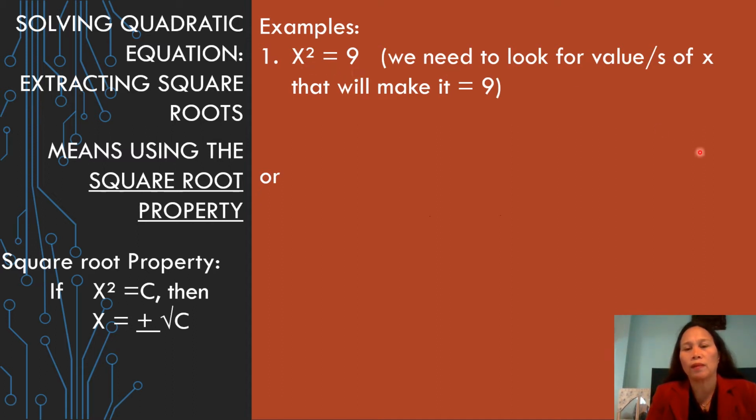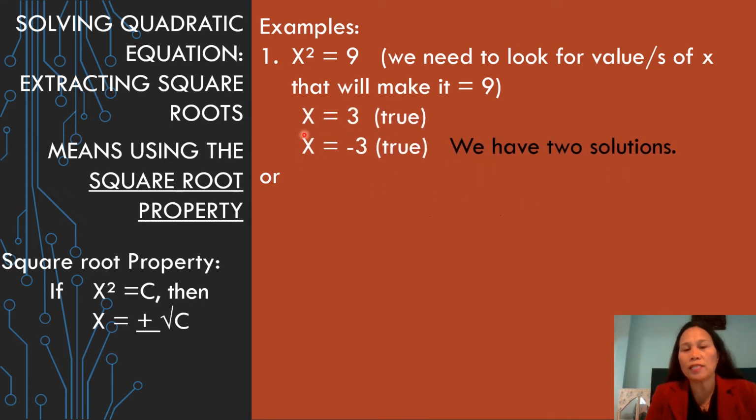What about 3? 3 times 3 is 9? Correct. What about negative 3? Negative 3 times negative 3 is still positive 9. Pag nagmumultiply tayo ng pareho ng sign, ang sagot ay positive. Now, so in this case, x is equal to 3 and x is equal to negative 3. We have two solutions here. So, dalawa ang value ng x natin.